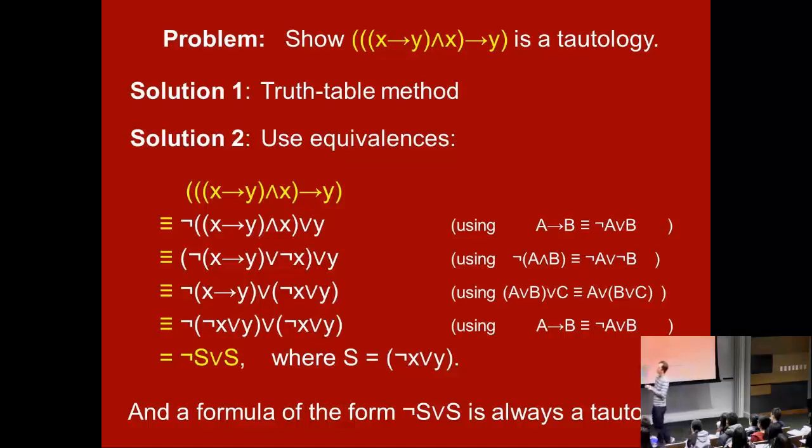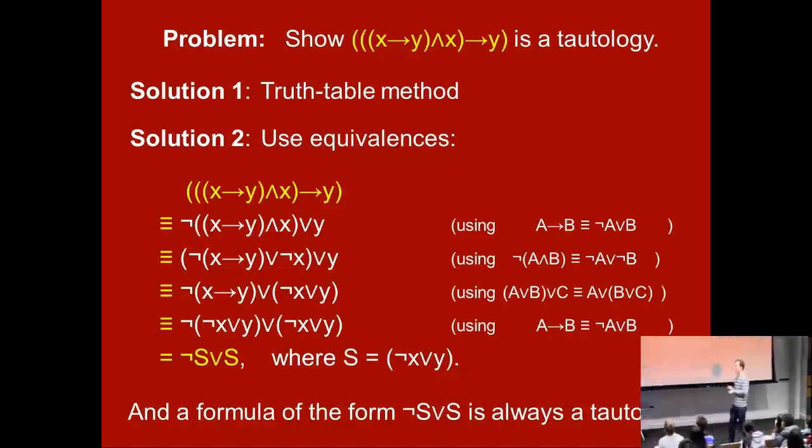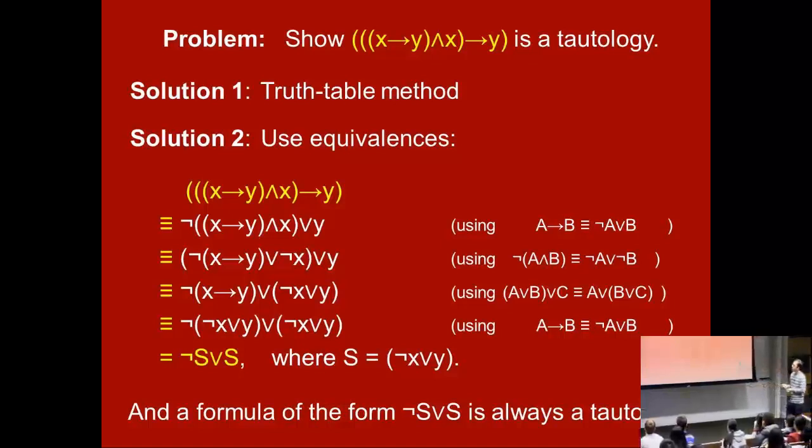Suppose I have this formula, x implies y, and x implies y. Well, overall it's an implication, right? This piece implies y. One of our equivalences was that A implies B is the same as not A or B. So we could use that here and say that this formula is equivalent to this formula, i.e. they have the same truth table. Now we could use De Morgan's laws on the inside here. We have the negation of an and, so we can push the negation to the inside and change it to an or.